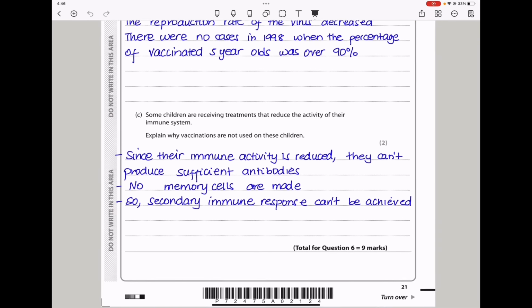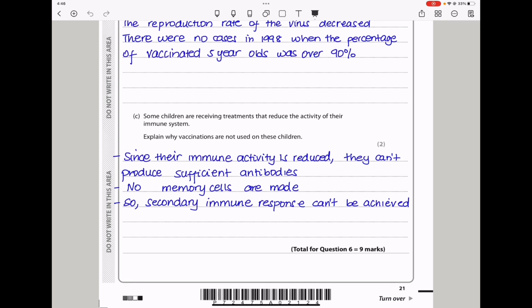And down here they say, some children are receiving treatments that reduce the activity of their immune system. Explain why vaccinations are not used on those children. Because the activity of their immune system is reduced, it means even when vaccination occurs, the immune system is not going to be active enough to produce antibodies as well as memory cells, so they will not have any protection. So I said, since their immune activity is reduced, they cannot produce sufficient antibodies. Also, no memory cells are made, so secondary immune response cannot be achieved.